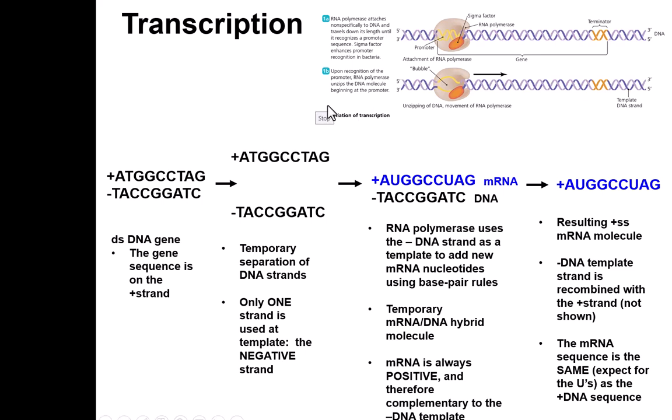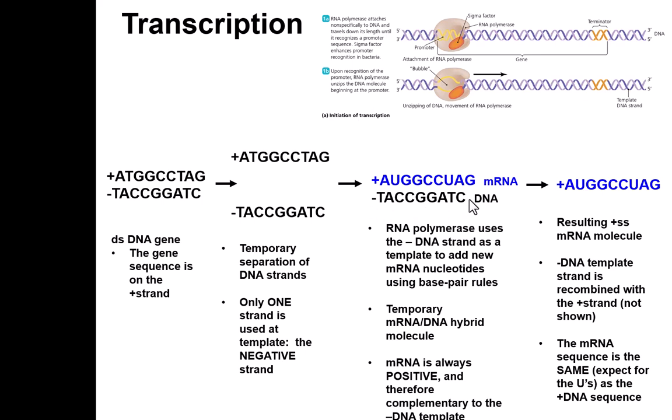So I told you that the template used during transcription is the negative strand of DNA. The reason for this is because messenger RNA has to be positive. And why does it have to be positive? Well, I told you earlier that the gene you find on the DNA is on the positive strand, and in this whole process we're trying to get the information from the gene into a messenger RNA. So if the gene is on the positive strand of DNA, then the messenger RNA also has to be positive. And if messenger RNA is positive, that means the template you use to make it has to be negative.